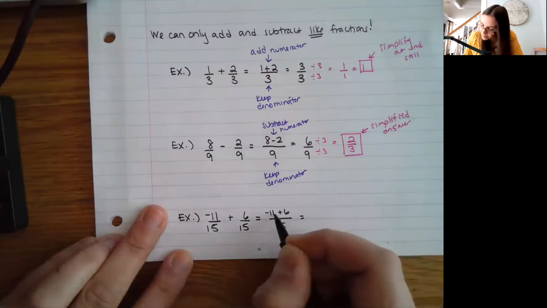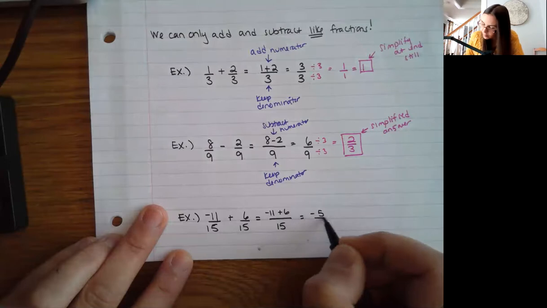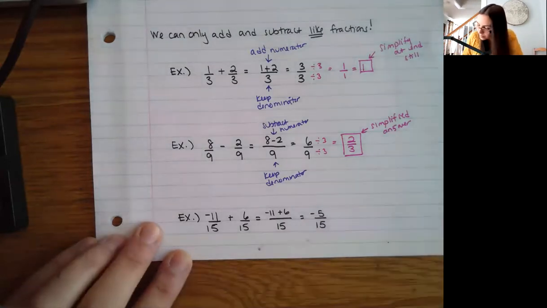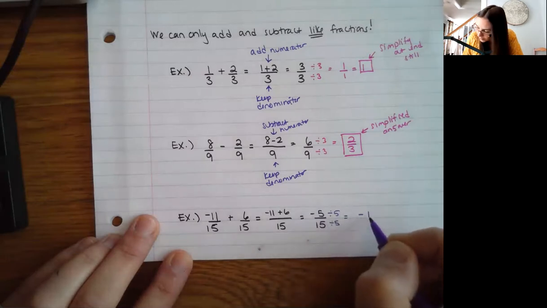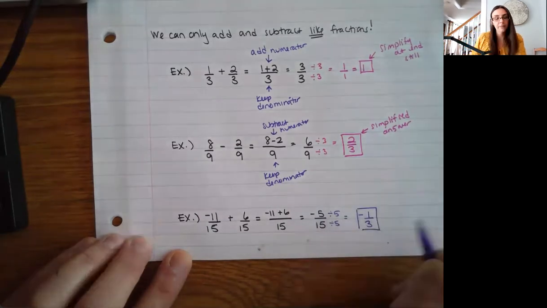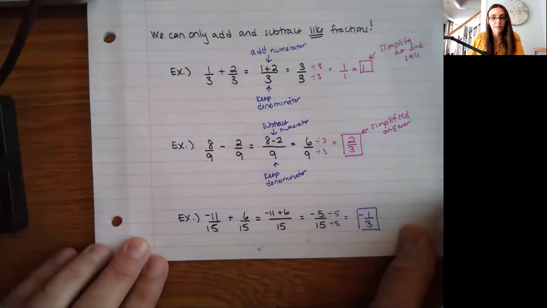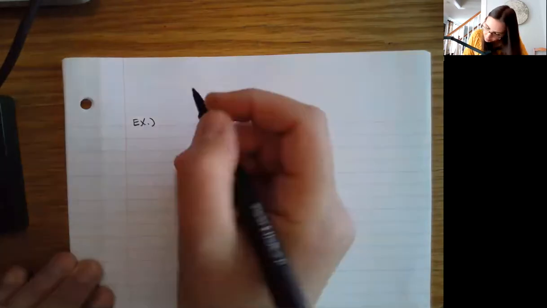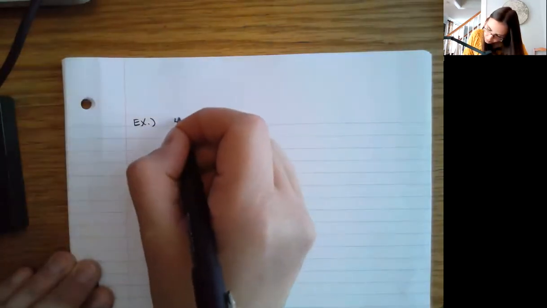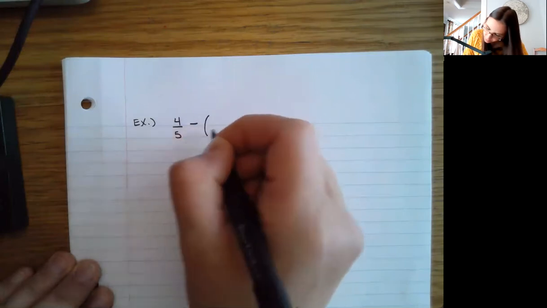Negative 11 plus 6 is going to be negative 5. And then I do need to simplify here. I can divide these both by 5, and I get negative 1/3 as my final result. We can also go ahead and subtract fractions using our sign rules too. So maybe I have something like 4/5 minus negative 2/5.